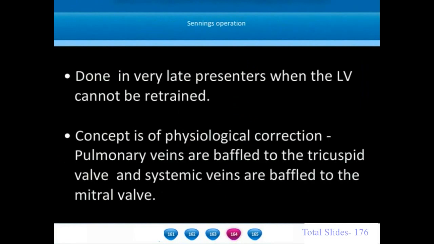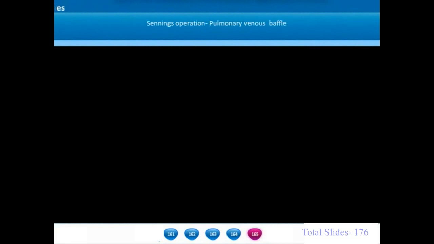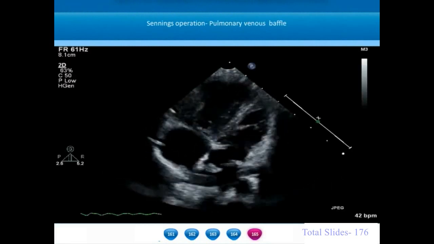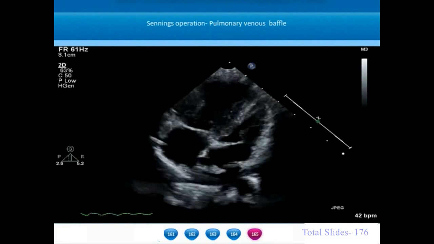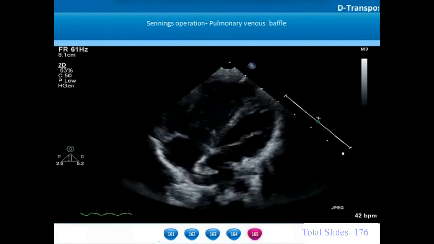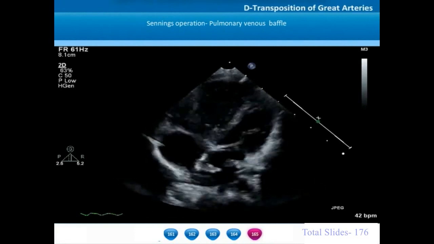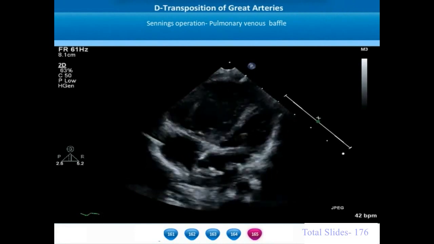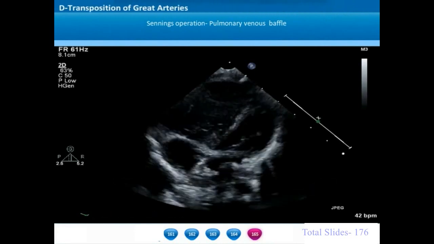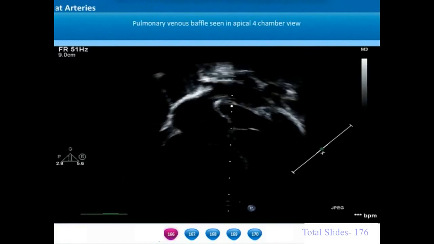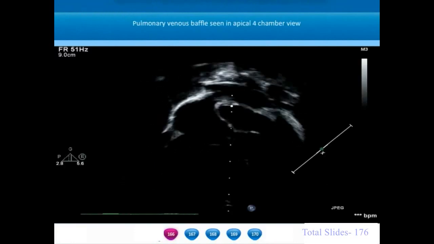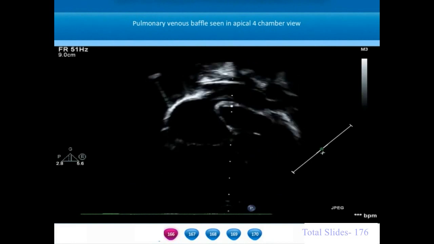Today, Senning's operation or atrial switch operation is done in very late presenters where the left ventricle cannot be drained. The pulmonary veins are baffled towards the tricuspid valve and the systemic veins are baffled towards the mitral valve. An apical four-chamber view shows the dilated right ventricle and the dilated right atrium. The pulmonary veins have been baffled towards the tricuspid valve. We can appreciate a wide pulmonary venous baffle in this apical four-chamber view.